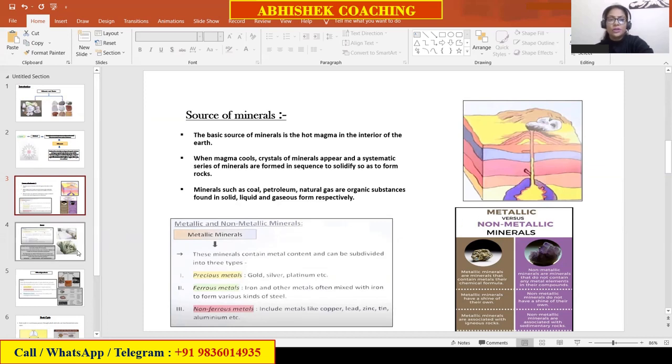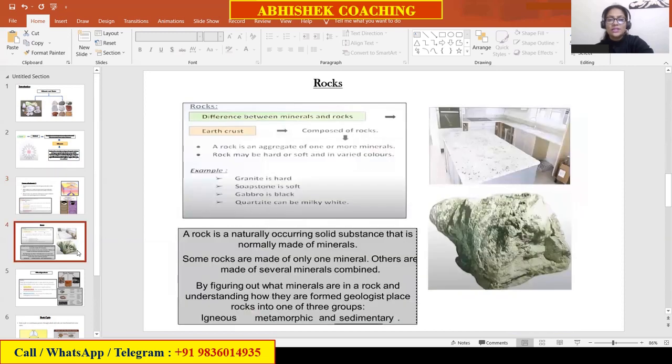Now we'll go to the rocks. So what is a rock? Can anybody tell me what a rock is? A rock is a naturally occurring solid substance that is normally made of minerals. Some rocks are made of only one mineral, others can be made of several minerals combined. We have three types of rock: igneous rock, metamorphic rock, and sedimentary rock. These are the three types of rock we can see.